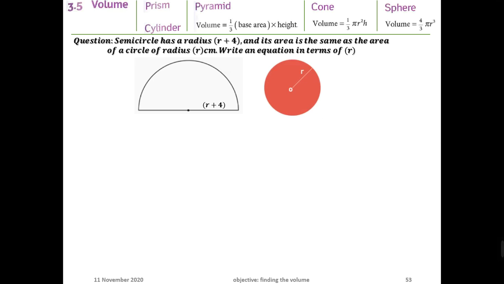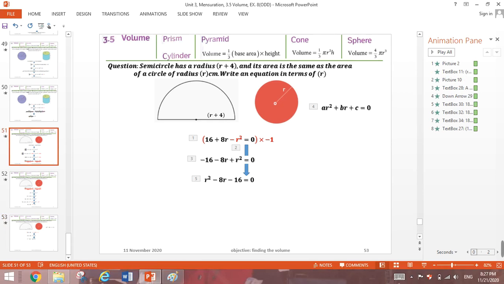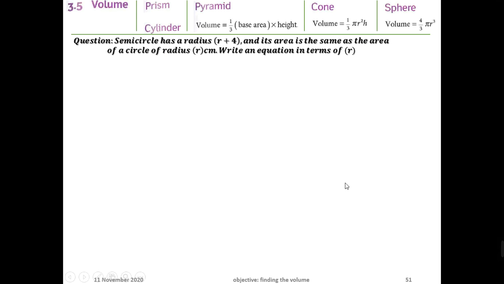So the question says, a semicircle has a radius. The radius is given to us for the semicircle as an expression, r plus 4, and its area is the same as the area of a circle where the radius of the circle is r. Write an equation in terms of r.